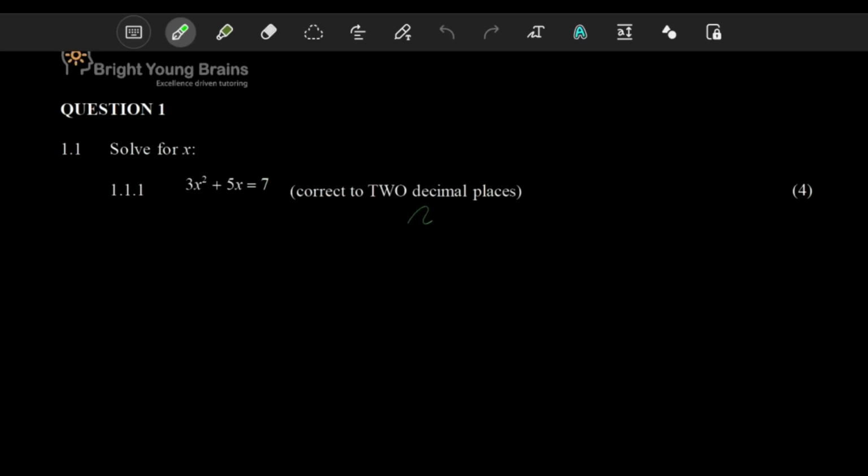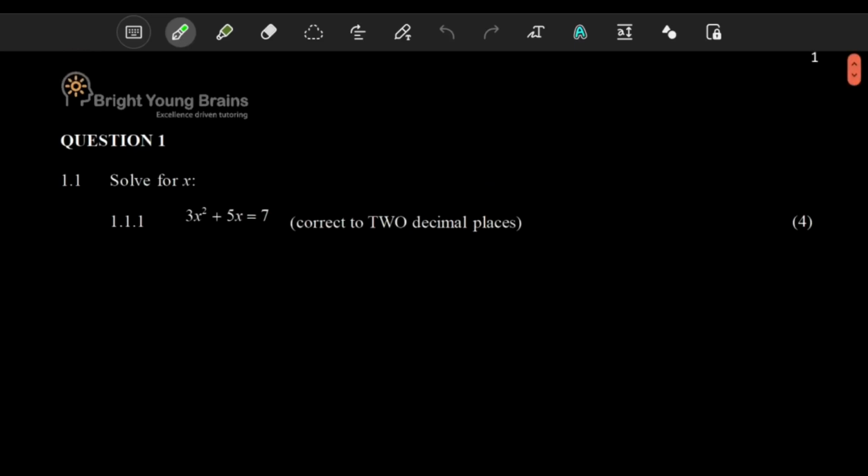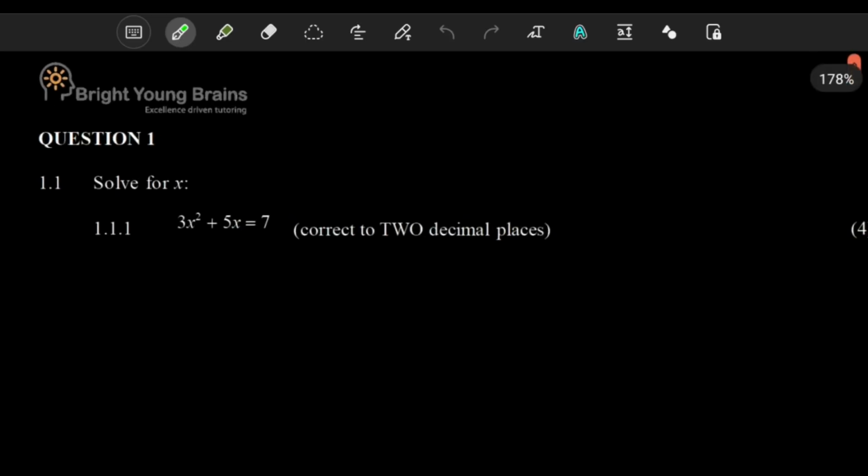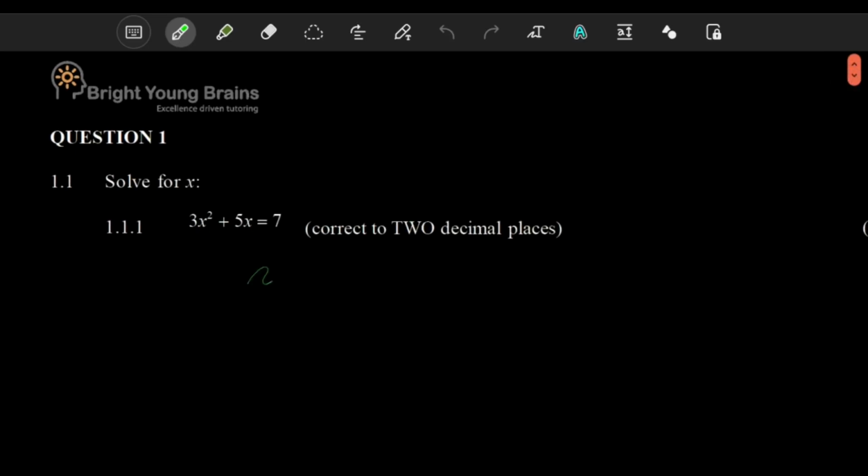Questions like this basically want you to just use the quadratic formula 99% of the time, really. So here, we know that we can take everything to one side.